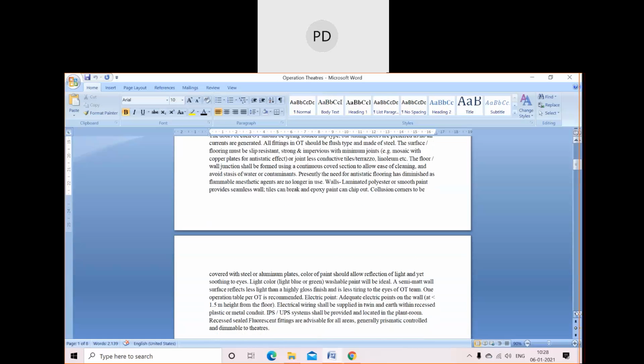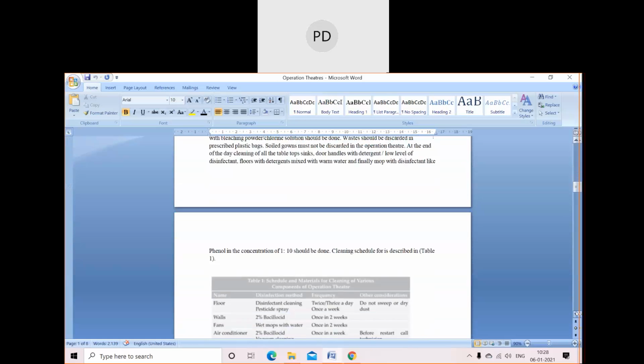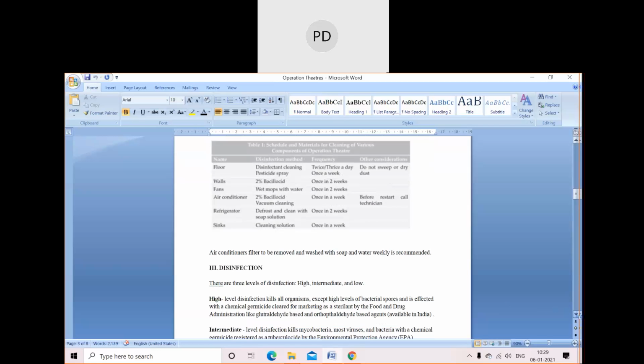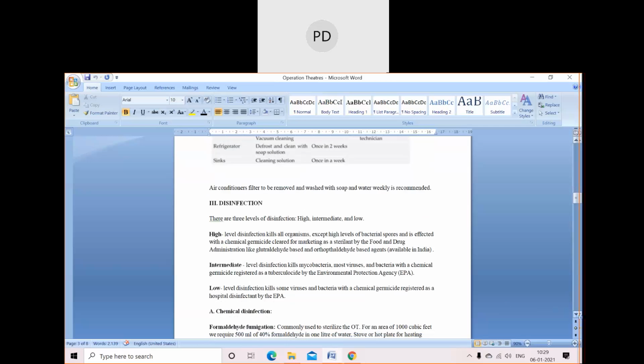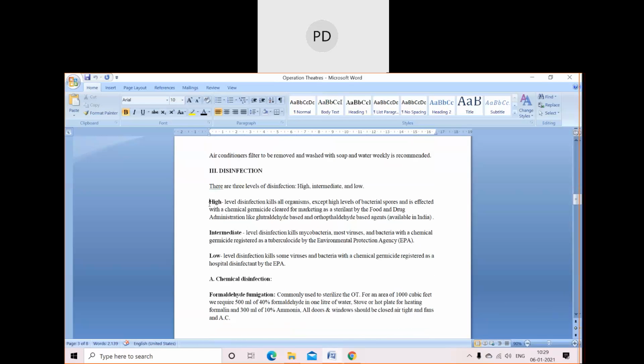And we discussed the operation theater dimensions and ventilation cleaning, and also what are the materials and how they have to be cleaned. And the types of disinfectant also we discussed, that is high, intermediate, and low. Remember this for exam questions. What levels of disinfectants are available? Everyone note it down. What are the levels of disinfection?